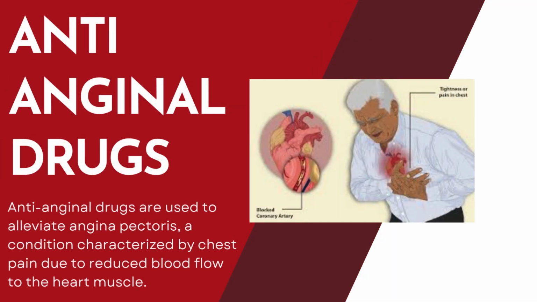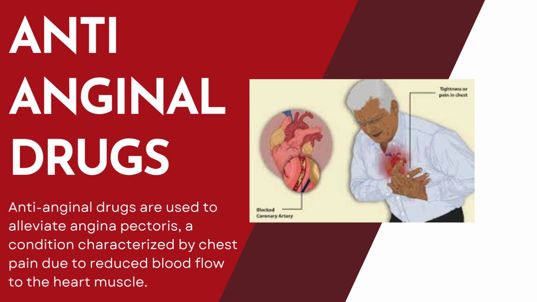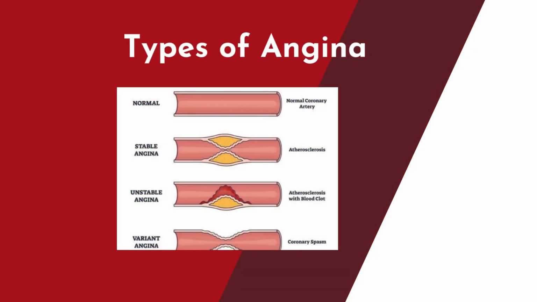First class to discuss is anti-anginal drugs, which are used to alleviate angina pectoris, a condition characterized by chest pain due to reduced blood flow to the heart muscle. Angina is categorized into several types. Stable angina occurs with predictable triggers and is relieved by rest, while unstable angina is more unpredictable and may occur at rest, signaling a higher risk for heart attack. Variant angina is caused by spasms in the coronary arteries, leading to temporary episodes of pain.